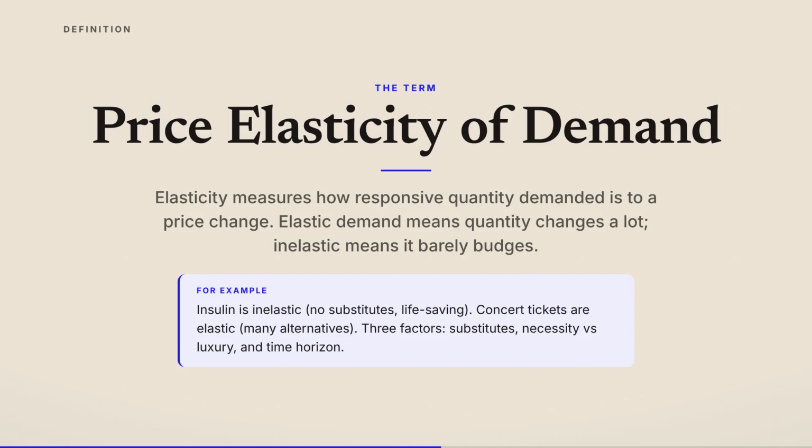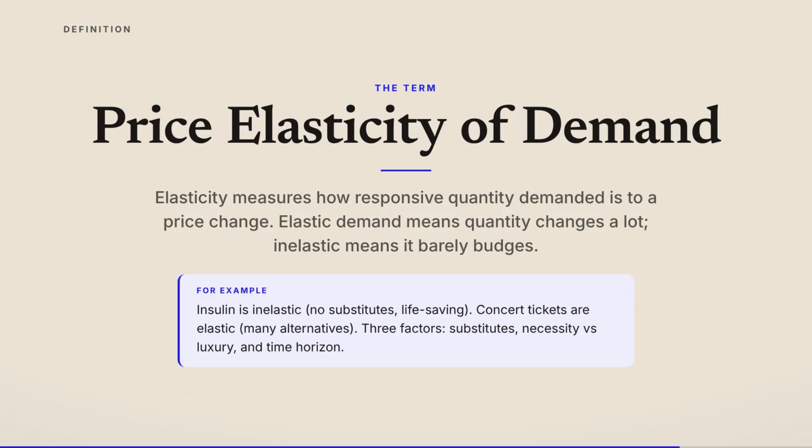3 main factors. First, the availability of substitutes. More substitutes means more elastic demand. Second, whether the good is a necessity or a luxury. Necessities tend to be inelastic. Third, the time horizon. Demand is usually more elastic in the long run because people have time to adjust their behavior. When gas prices spike, you still need to drive to work in the short term.